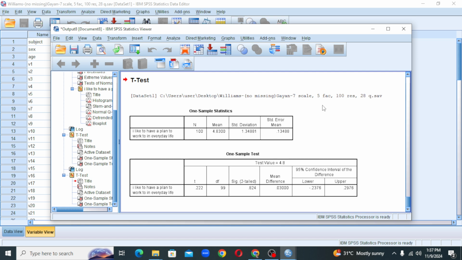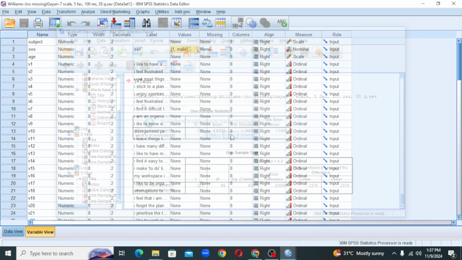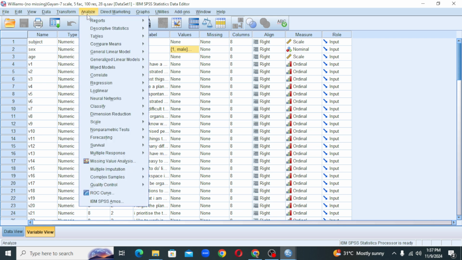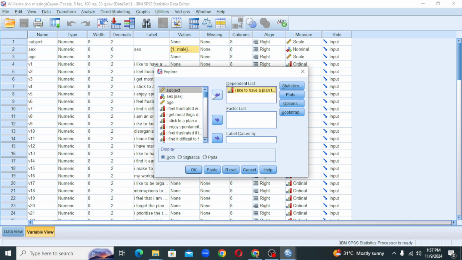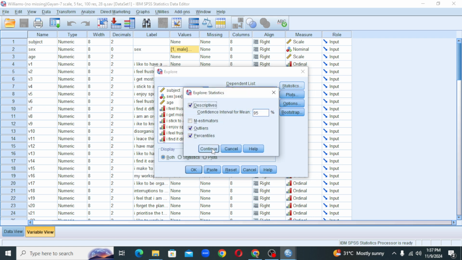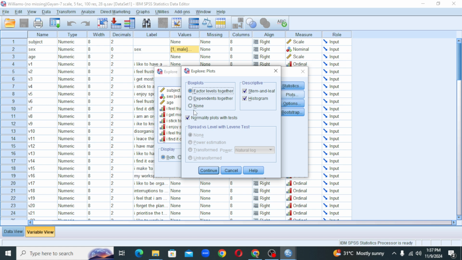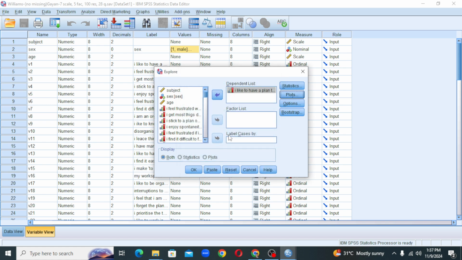To run this analysis we also have to satisfy normality and the absence of outliers. For this also, we will be selecting Analyze, Descriptive Statistics, Explore, then we will be selecting our variable. Under Statistics, select Outliers, and under Plots, Normality again.